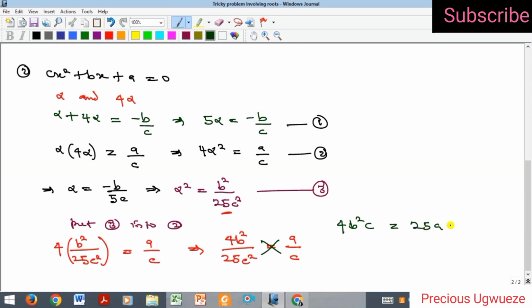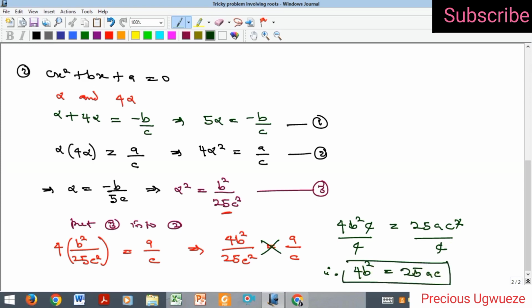25ac squared. And if we divide both sides by c, since c is common to both sides, this will take away this. Therefore, we would have gotten 4b squared equal to 25ac as required. And this is what we are required to show, and that we have completely done.